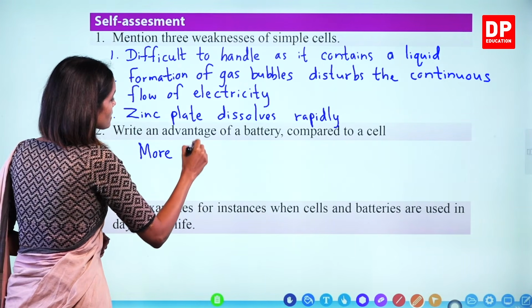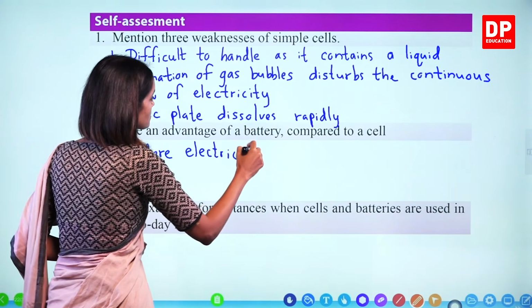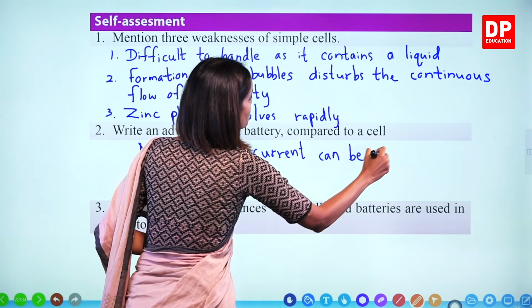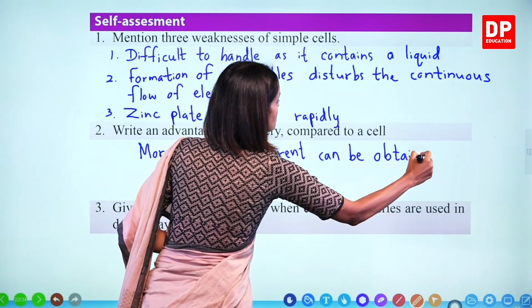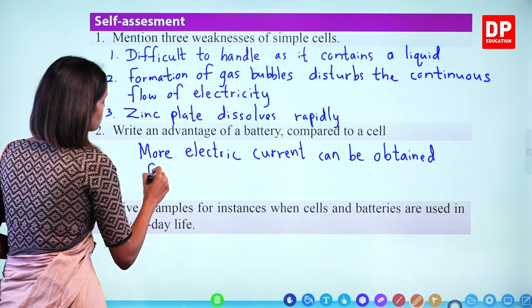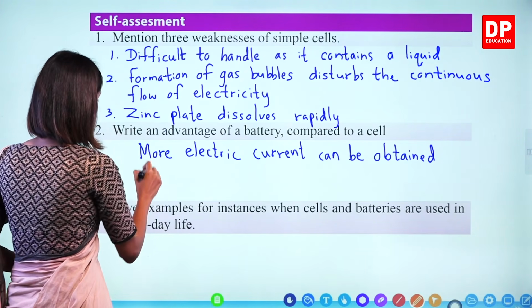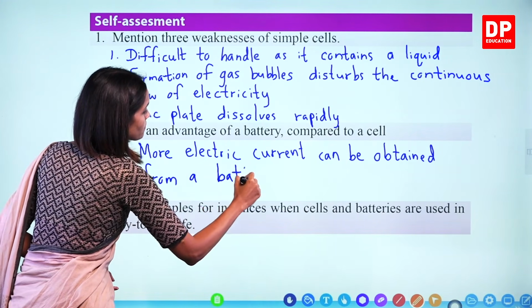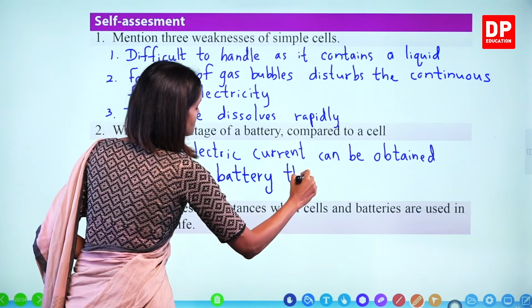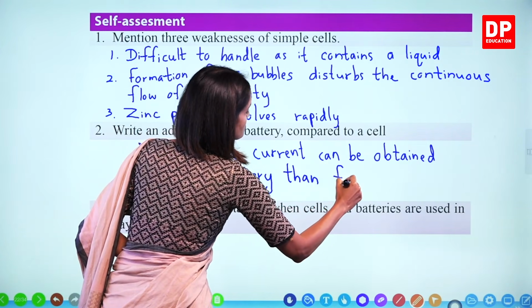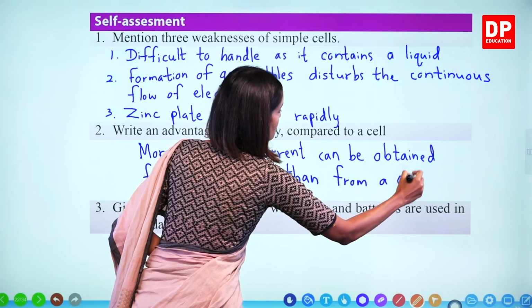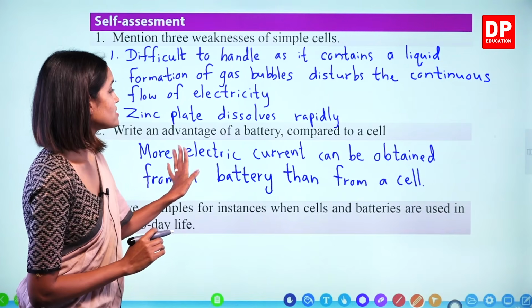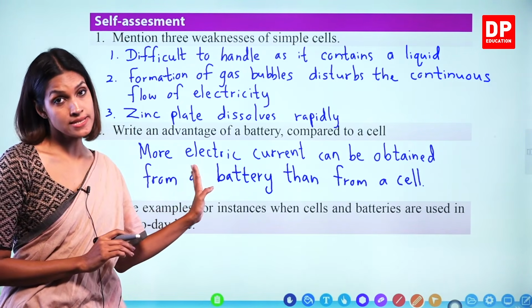More electric current can be obtained from a battery than from a cell. Understand? More electric current can be obtained from a battery than from a cell.